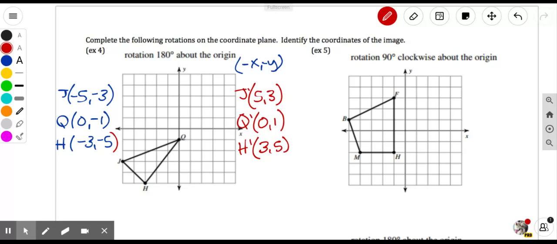And then you just plot them. So 5, 3 would be here. Here's J prime. 0, 1 is Q prime. 3, 5 is H prime. So notice everything moved over two quadrants, and then you would connect. So there's example 4. Notice everything was moved 2 quadrants over.